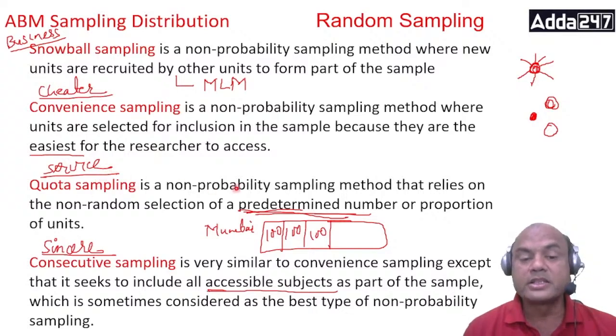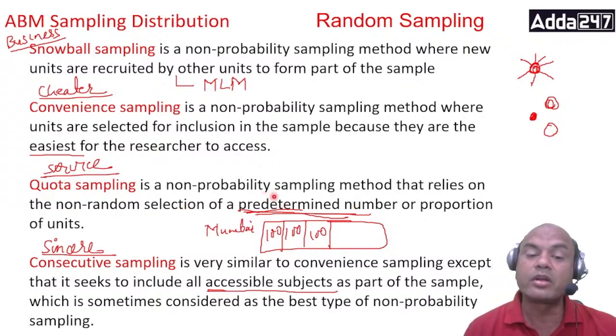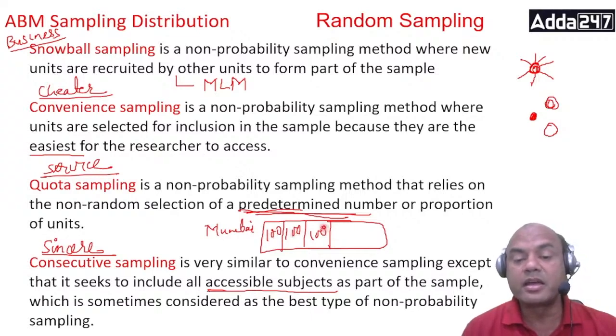Quota is a non-probability sampling method that relies on the non-random selection of a predetermined number or proportion of units. Okay, so non-random selection of a predetermined number. Quota means what? Mumbai 100, Delhi 100, UP 100. So quota means a quota is given to everywhere.